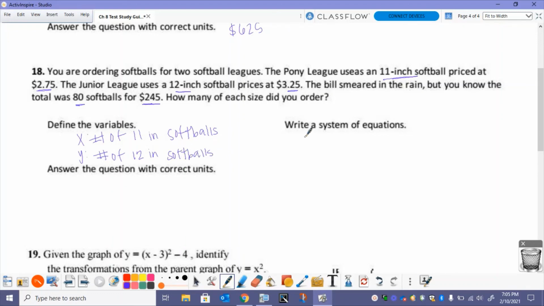All right, let's go ahead and write our systems of equations. So we know that we got X amount of softballs and Y amount of softballs. So we bought so many 11-inch and so many 12-inch, and totally we got 80. So that's just going to be X plus Y. We got 80.